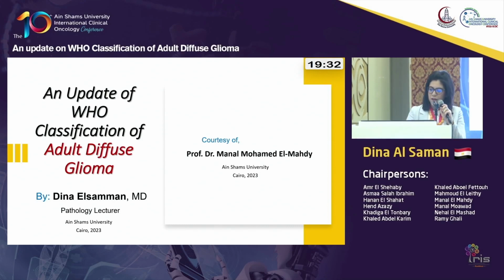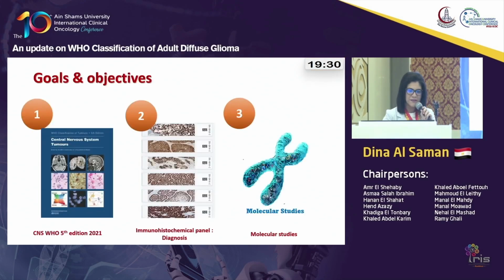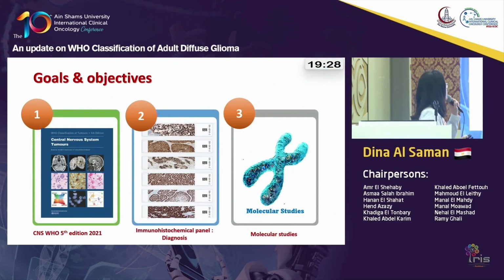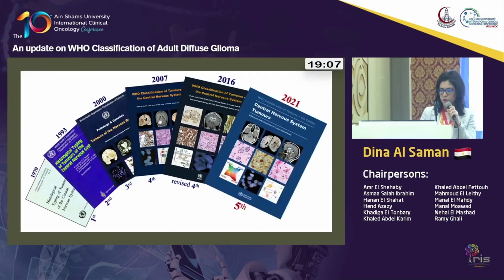Okay, and now to begin, let's see what our goals and objectives are for today. We're aiming at an introduction of the CNS WHO 5th edition, the 2021; an introduction of the immunohistochemical panel, or all the surrogate markers that can be used for the diagnosis of diffuse gliomas; and an introduction of the molecular studies that can be used for further diagnosis and treatment.